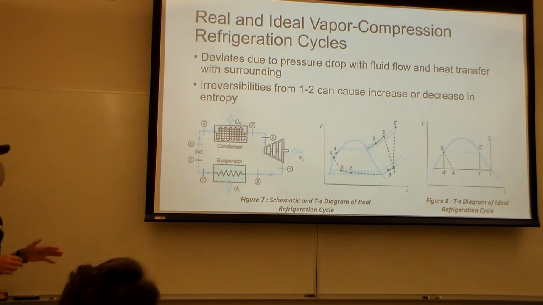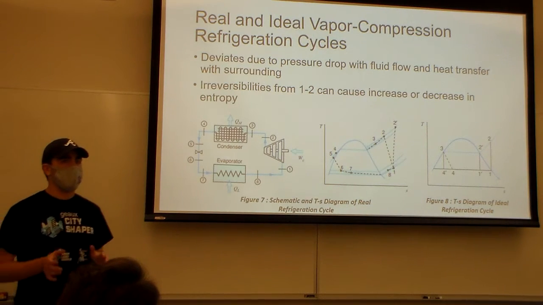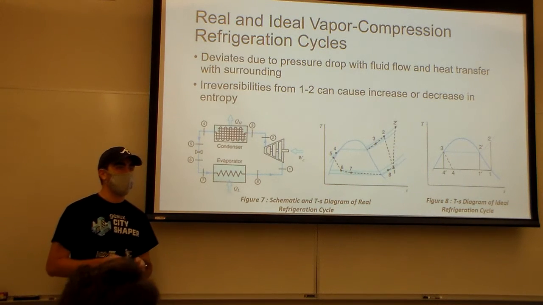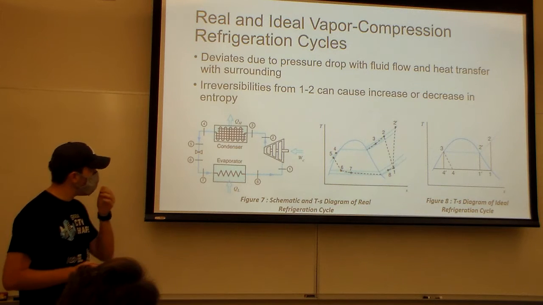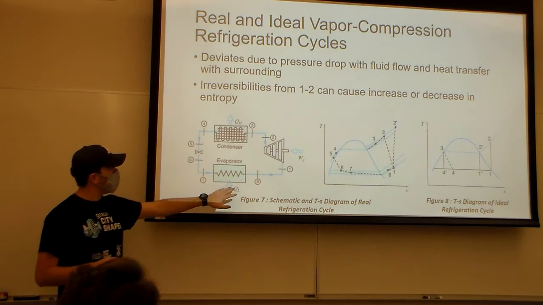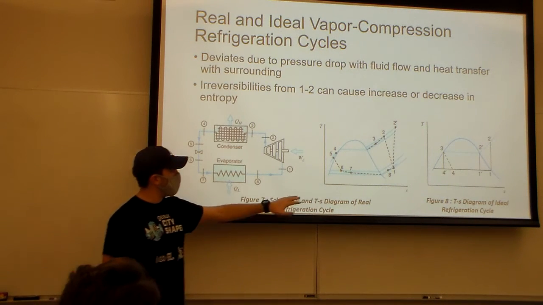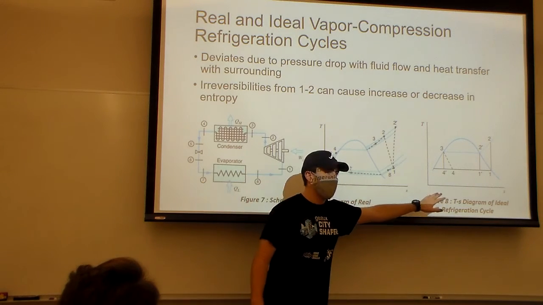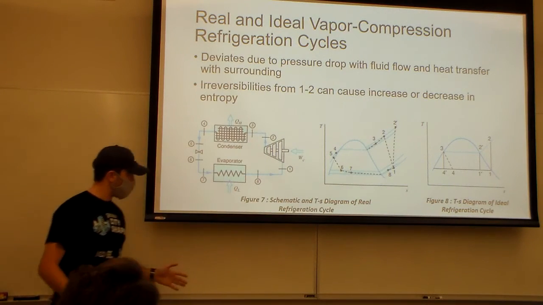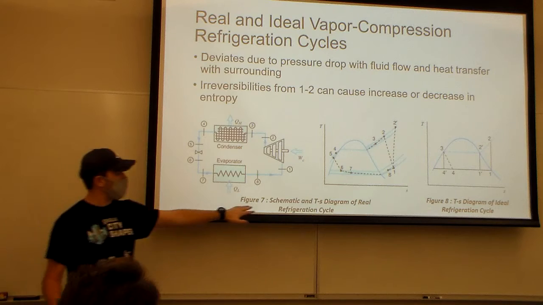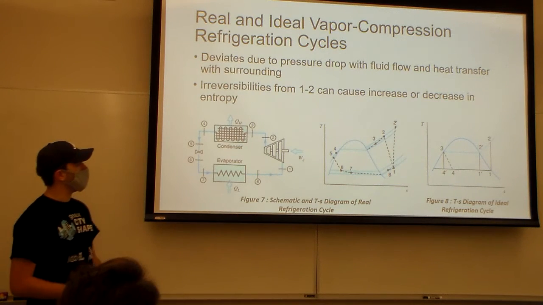So for this lab, we really want to look at the real versus ideal vapor compression refrigeration cycles. This is your basic vapor compression cycle, and this is your T-S diagram for an ideal cycle, and then your T-S diagram for an actual cycle. Or I have to switch. This is the real cycle, and that's going to be the ideal cycle.